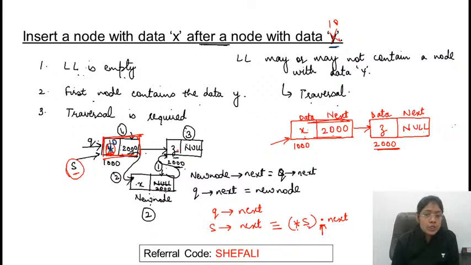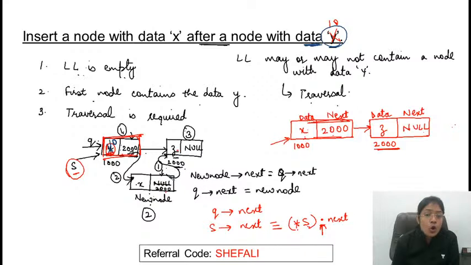Just give me a confirmation if your doubt gets resolved or there is still confusion. So this y is not a pointer variable. This is clearly given in the question: data y. Okay. So you need to search, and before breaking the link, you need to create a new link.